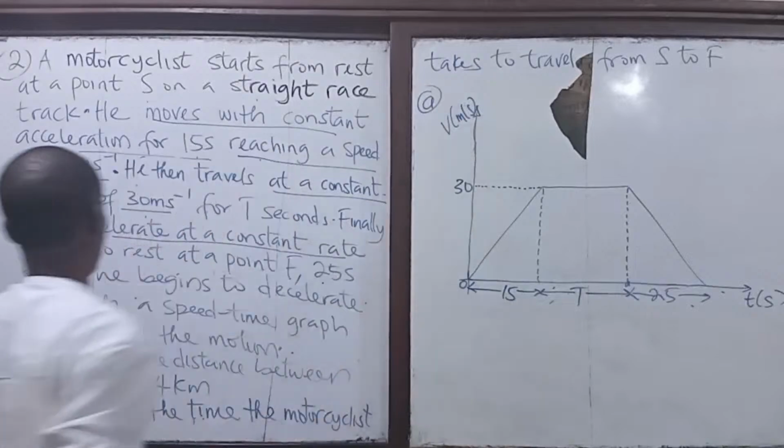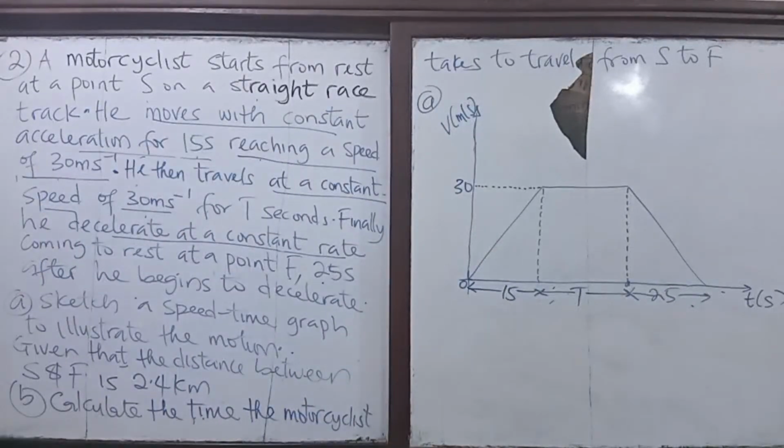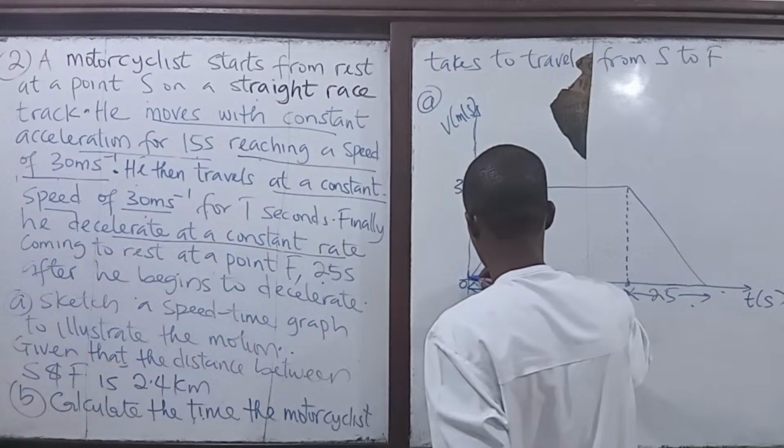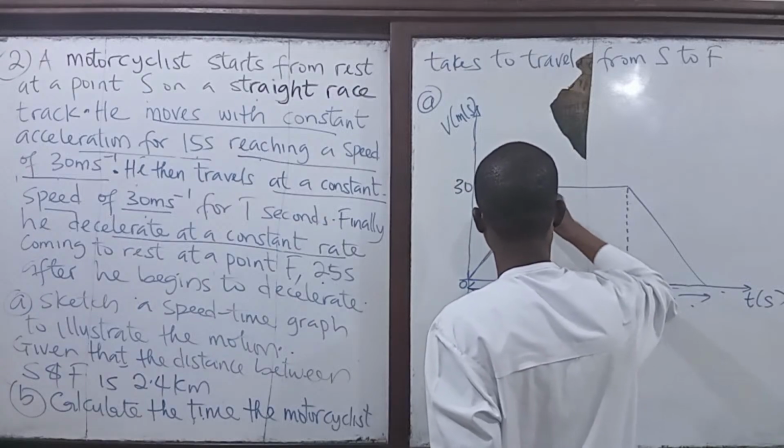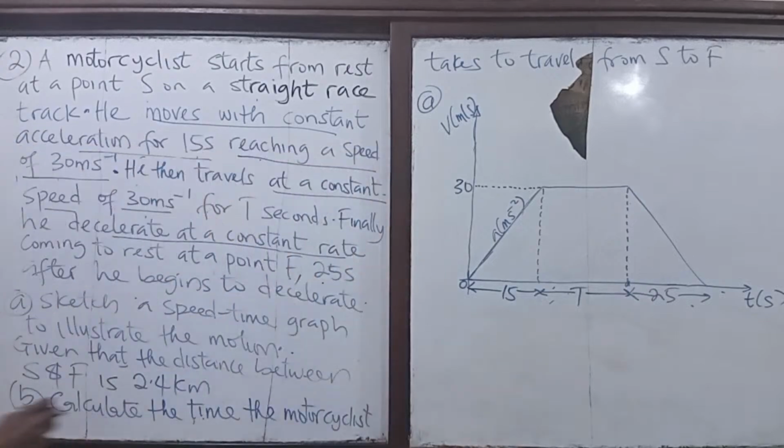Sketch the velocity time graph. So this is your acceleration. This is your A in meter per second square. Then we are told to calculate the time.